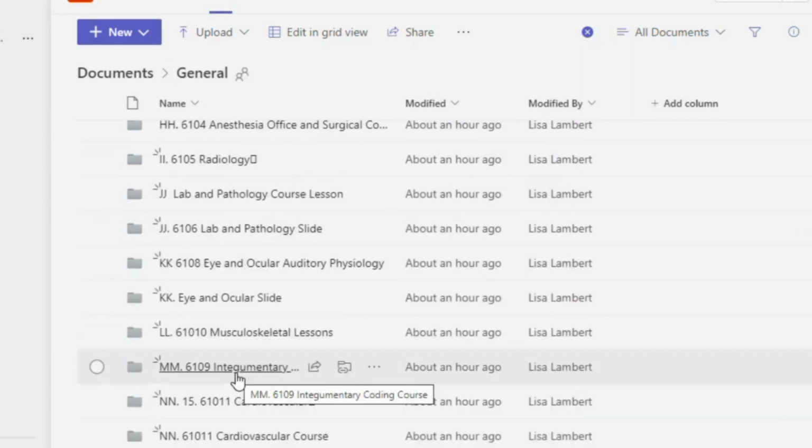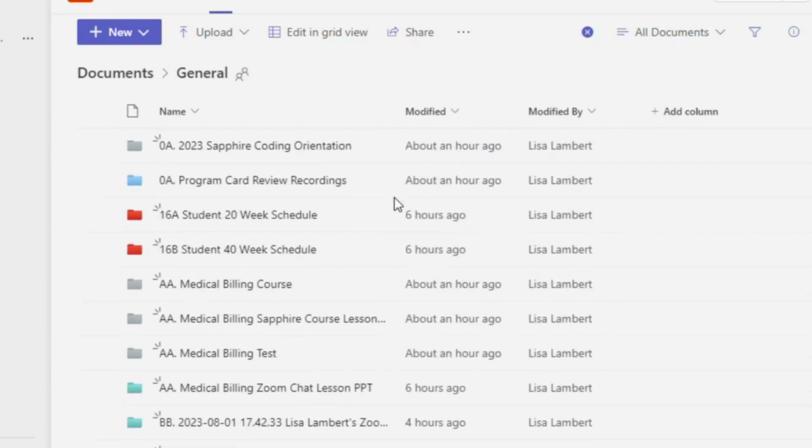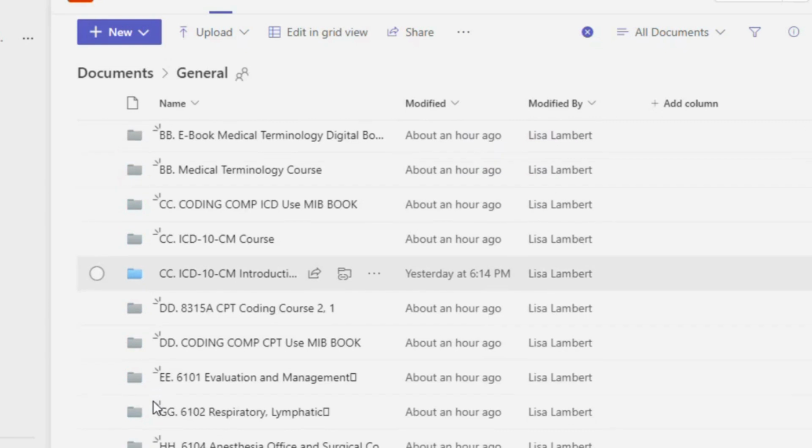So the first one is the Sapphire orientation. You see the color of this file is purple. All of the course files are purple. The videos are turquoise color. So whenever you see that turquoise color, you know that's your video for your program.